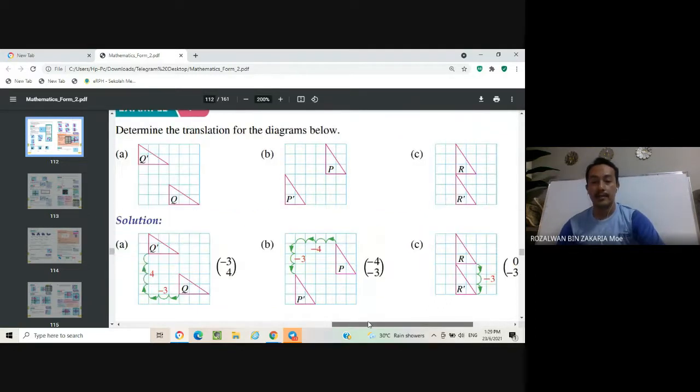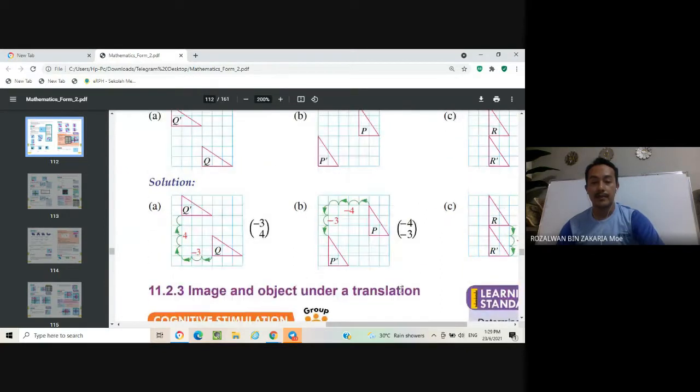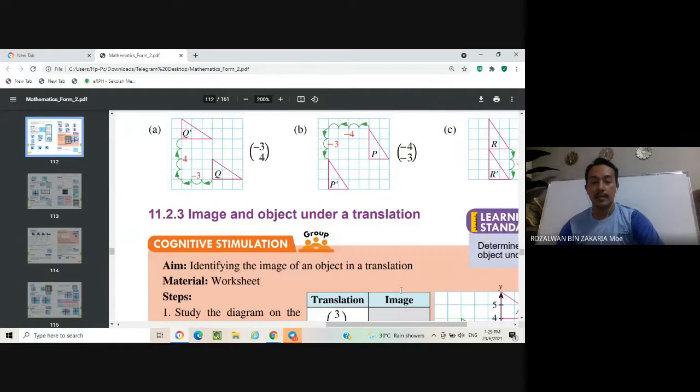Alright, next. This was example 7. Now look at subtopic 11.2.3.